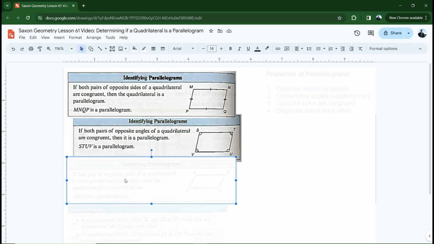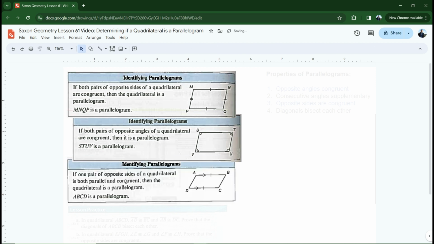And then lastly, this is probably the most difficult one to visualize. If one pair of opposite sides of a quadrilateral is congruent and parallel, then you have a parallelogram. So you don't even need to prove something about both pairs of opposite sides. If you know that one pair of opposite sides is parallel and congruent, what that does is it forces the other pair of sides to be parallel and congruent, which also makes it a parallelogram.